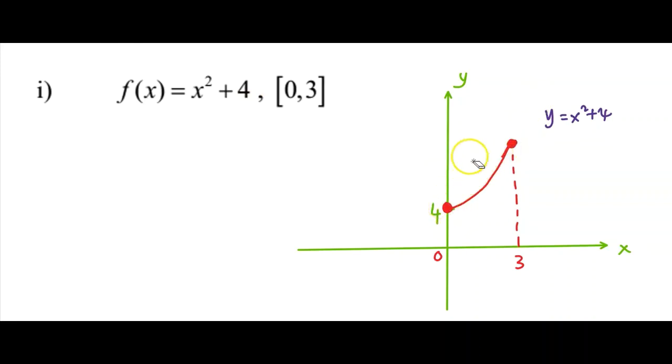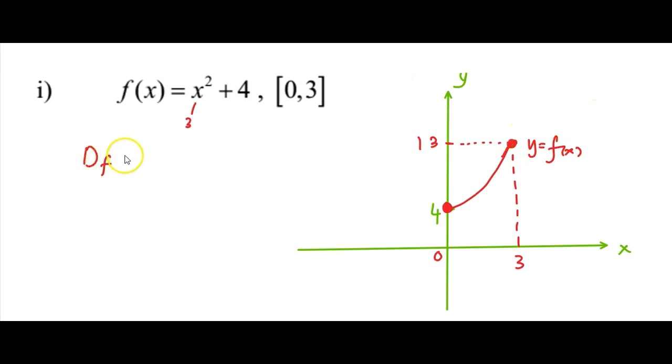We just want the red graph, and then we need to find the value of y when x equals to 3. When x equals to 3, you have 9 plus 4, that will be 13. So when x equals to 3, y is equals to 13. You need this value for the range later on. Now, you can label this as your y equals to f(x).